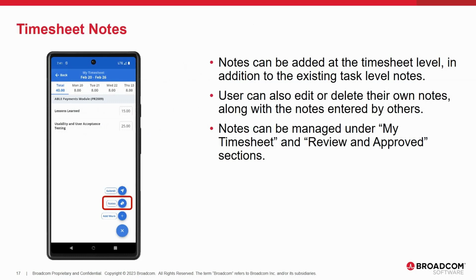This is done by going into my timesheet and opening a specific timesheet, and using the floating icon at the bottom, the user can touch on it to either submit that timesheet, add work, or now the new option to add notes. Going into the notes will display all the notes that might have been entered against that timesheet, as well as the user can enter any new notes. Any notes entered against a specific timesheet are also available under the review and approve timesheet section.